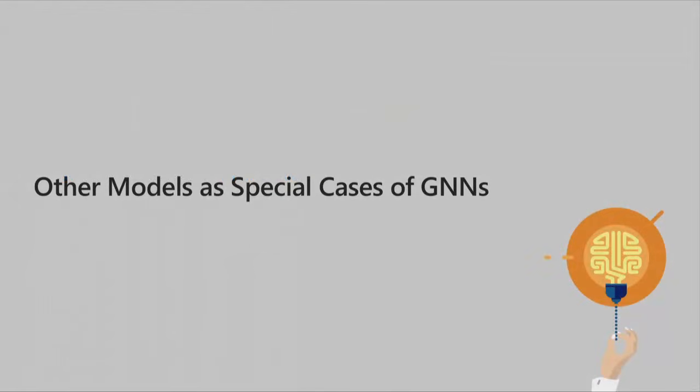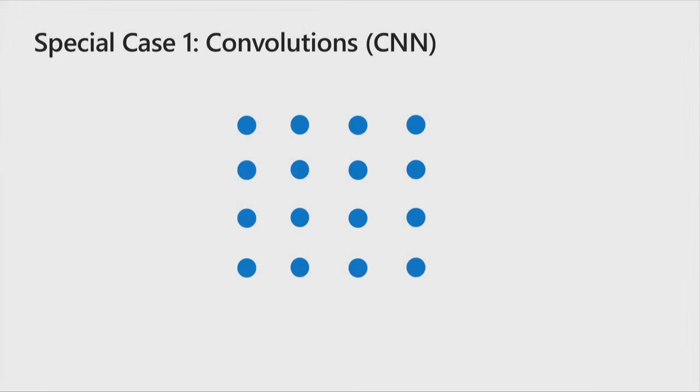I wanted to just emphasize two special cases for graph neural networks, and this is convolutions. Imagine you have a grid, like pixels, and now you take each pixel and you create the following edges: one which is top left, top right, left, right, bottom, and so on.